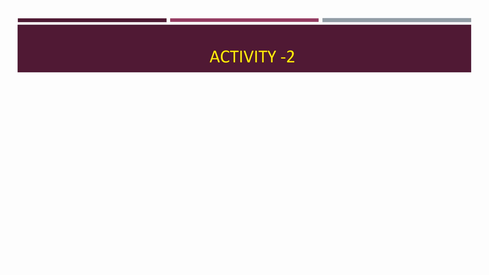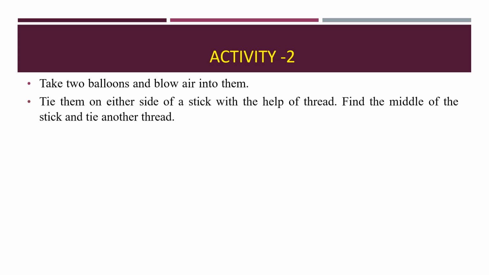Children, let us do activity 2. In this activity, you need two balloons and you have to blow air into them. Tie them on either side of a stick. Take a long stick with the help of thread. Remember, the size of the thread should be the same. Find the middle of the stick and tie another thread. Hang it. You have to hang both the balloons on either side of the thread.